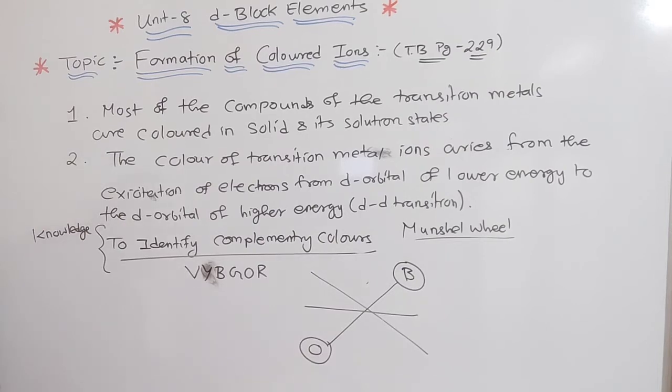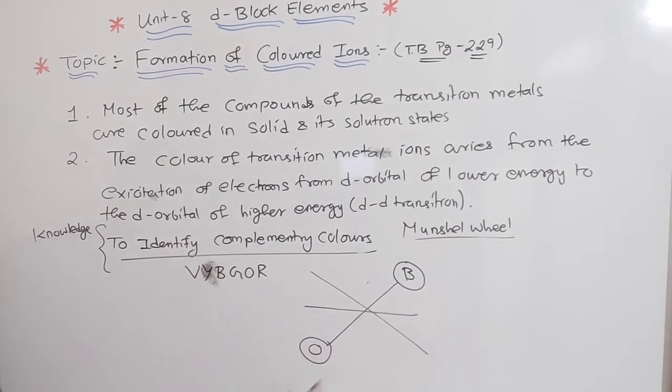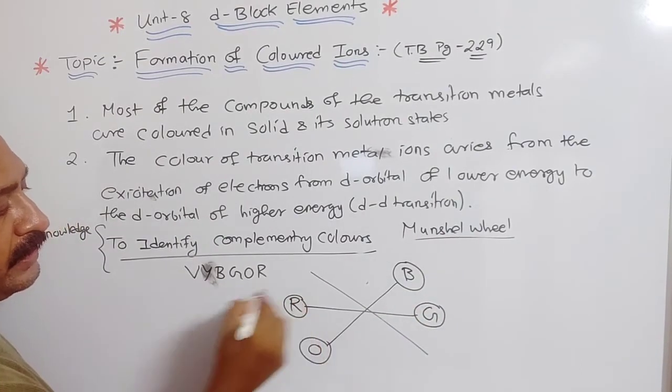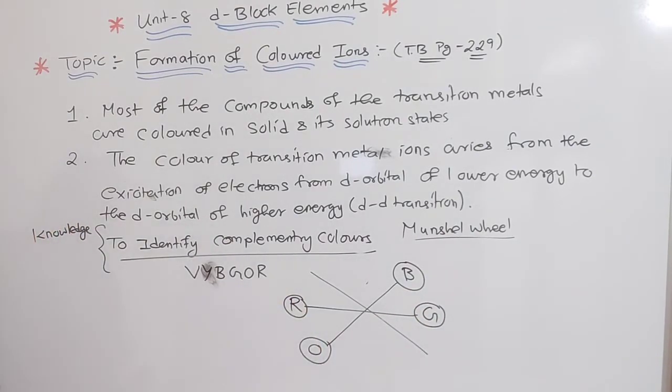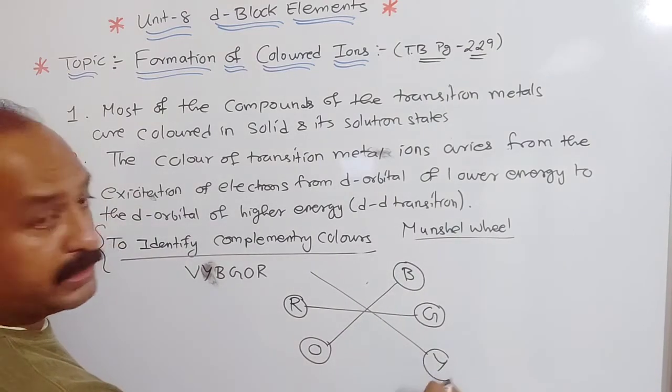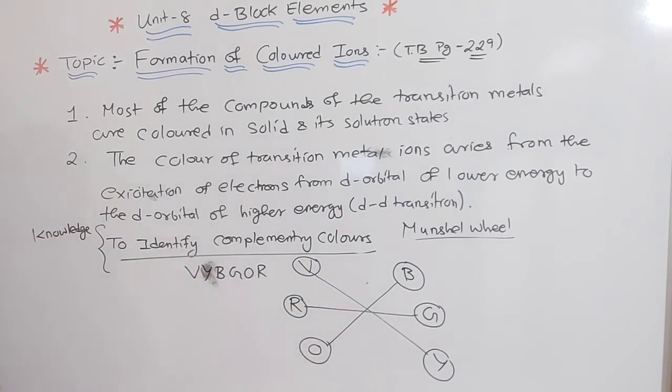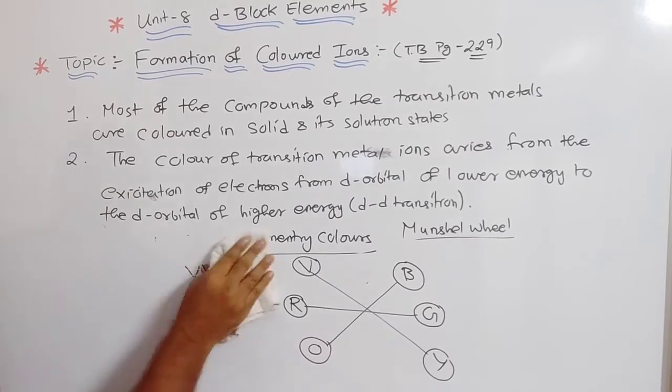Understood? So these are the complementary colors. For green color, the complementary color is red. And for yellow, it will be violet. So this way the complementary colors can be known. Now, that is about the Munsell wheel.